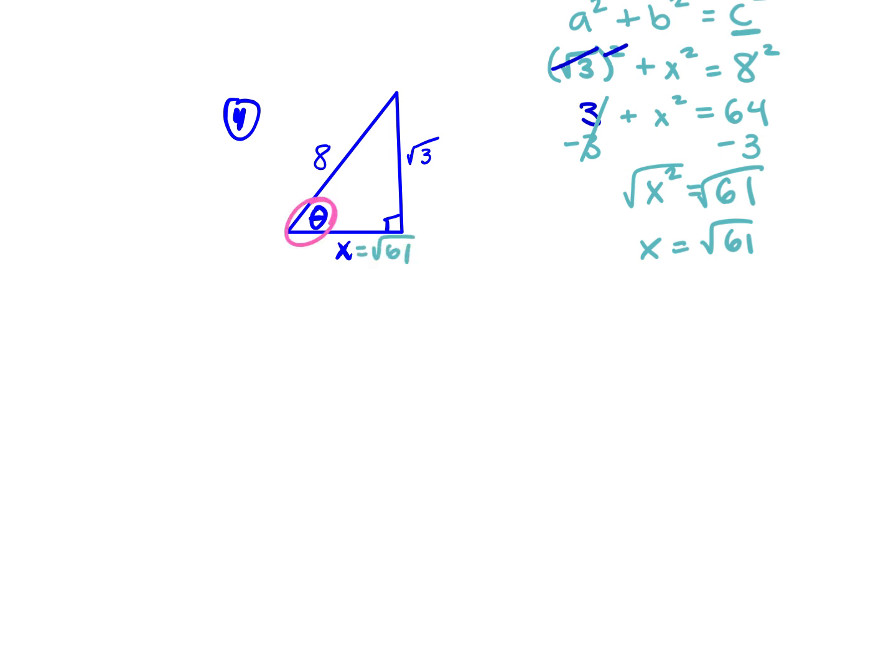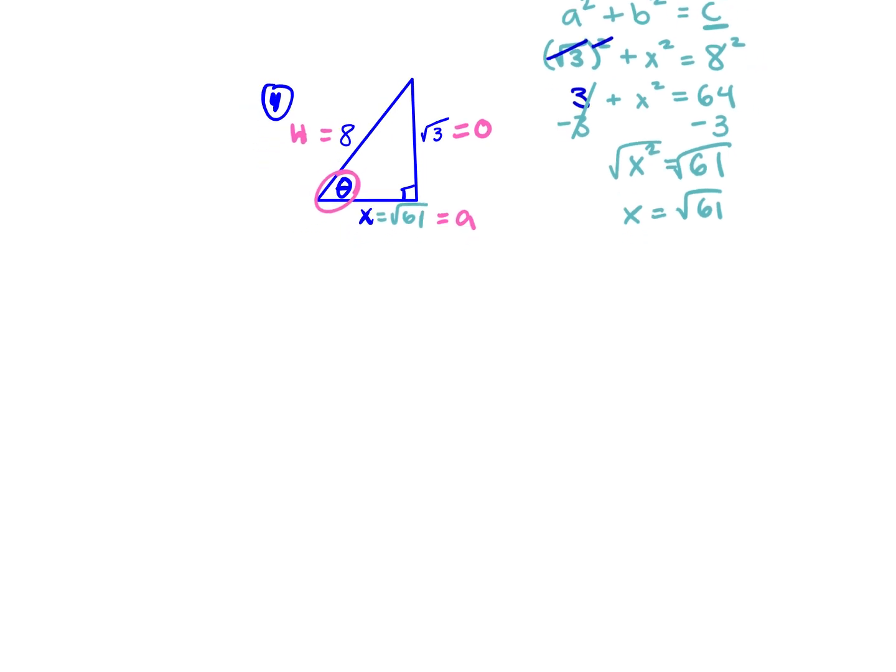All right, so theta's down here. What would square root 3 be? Opposite, adjacent, hypotenuse? Opposite. What about square root 61? Adjacent. And then 8? Hypotenuse. So let's find our trig functions now. So we've got sine, cosine, tangent, cosecant, secant, cotangent.